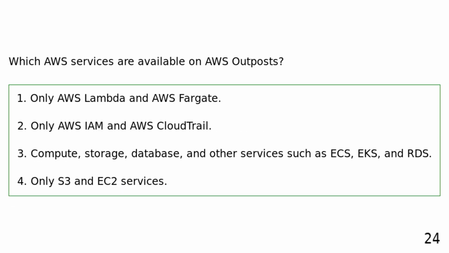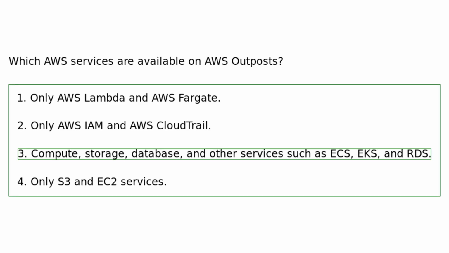Which AWS services are available on AWS Outposts? Only AWS Lambda and AWS Fargate. Only AWS IAM and AWS CloudTrail. Compute, storage, database, and other services such as ECS, EKS, and RDS. Only S3 and EC2 services. AWS Outpost supports a variety of services including compute, storage, database, and container services like ECS, EKS, and RDS.